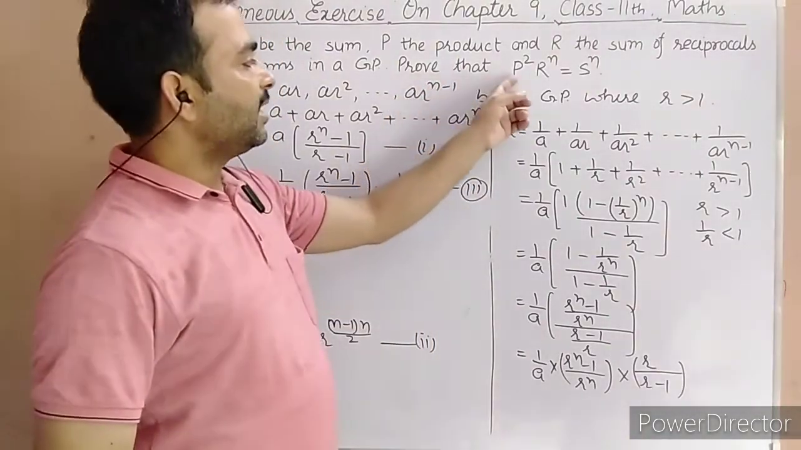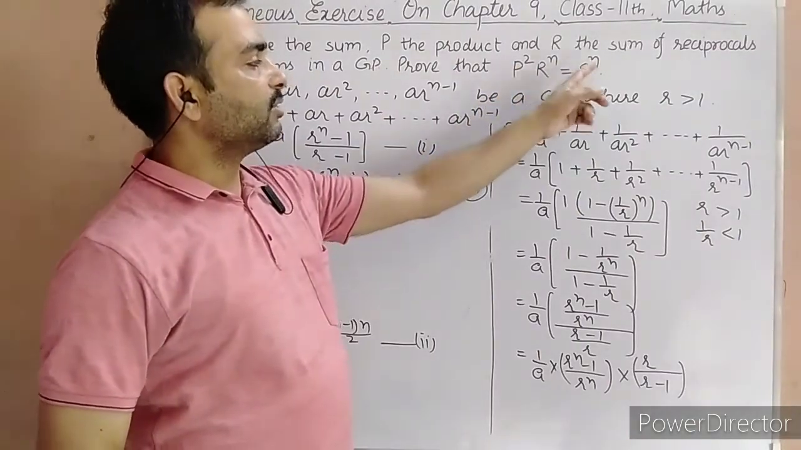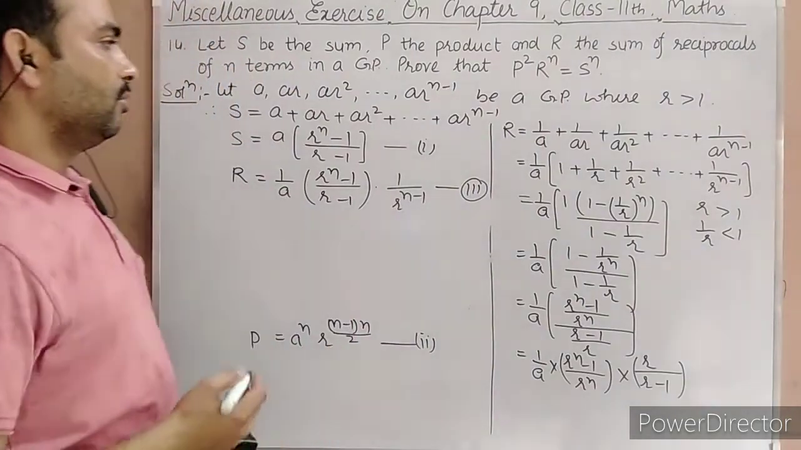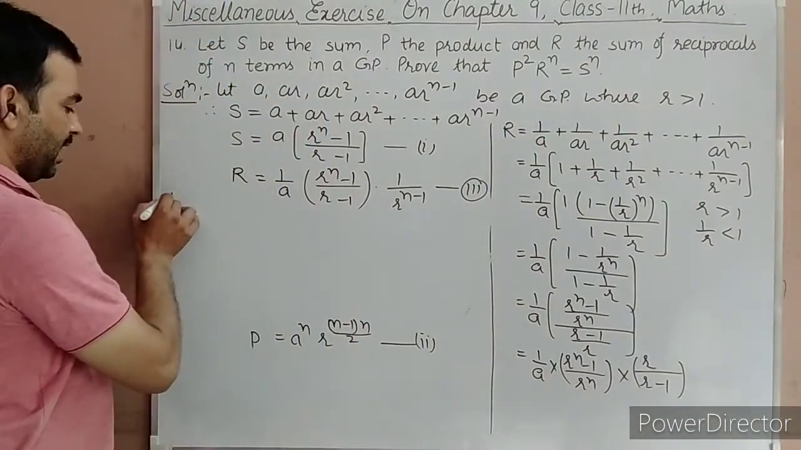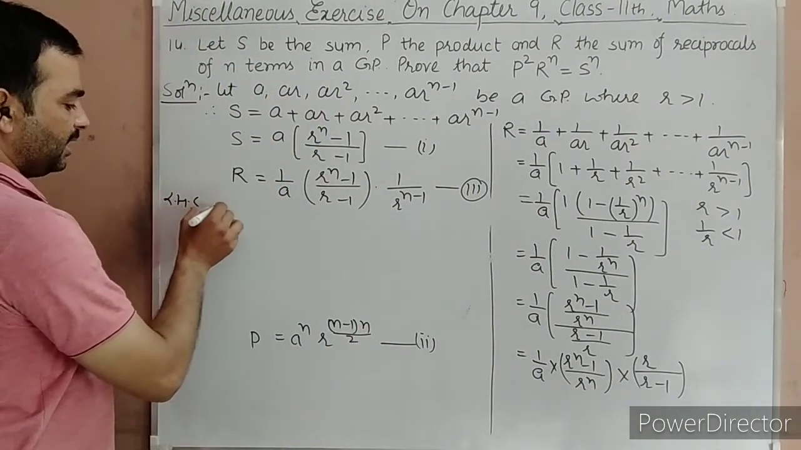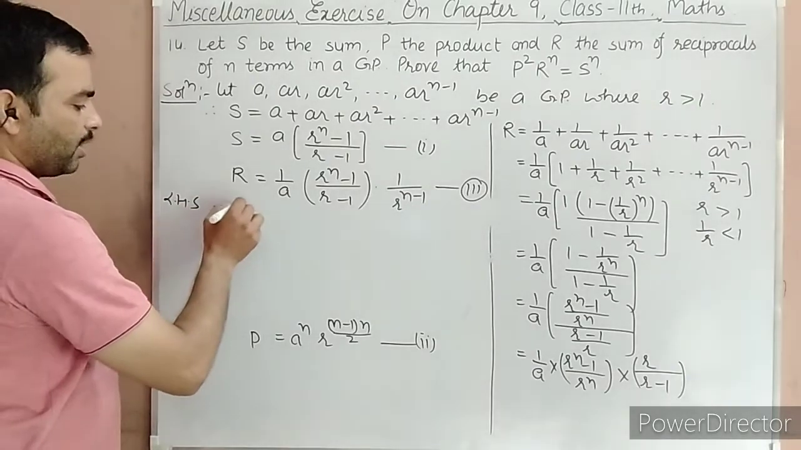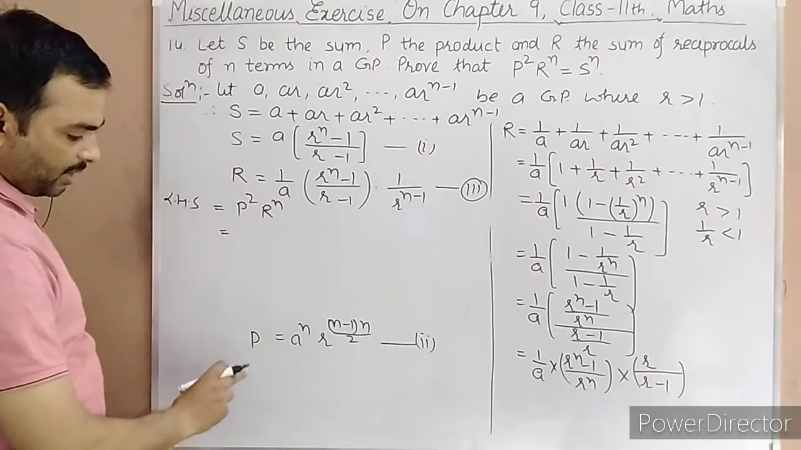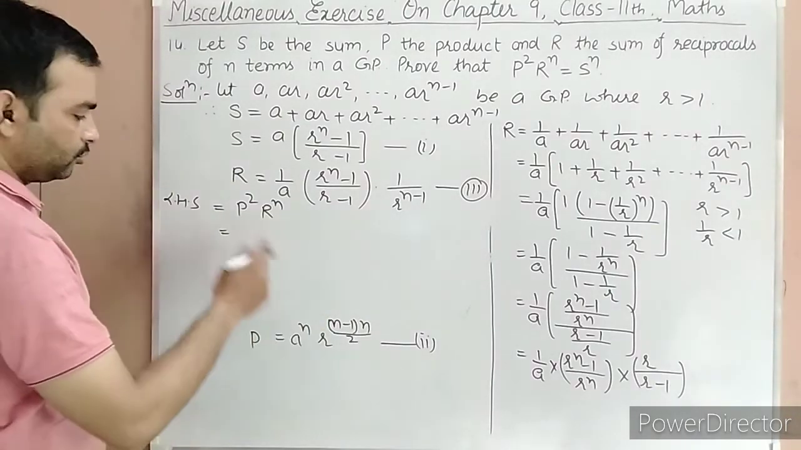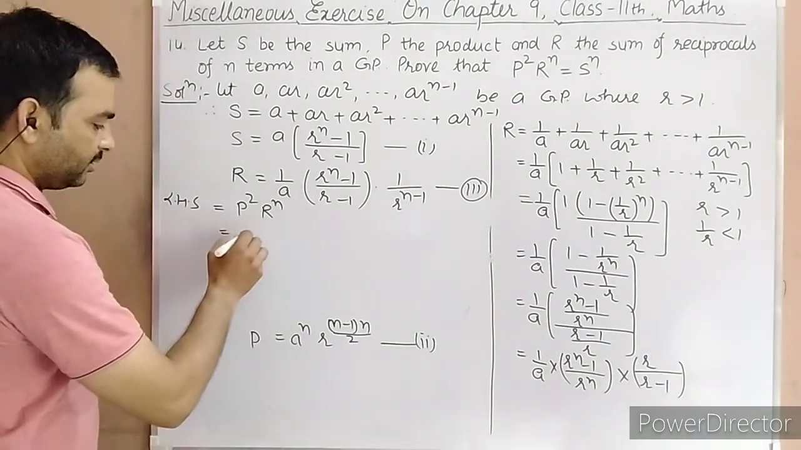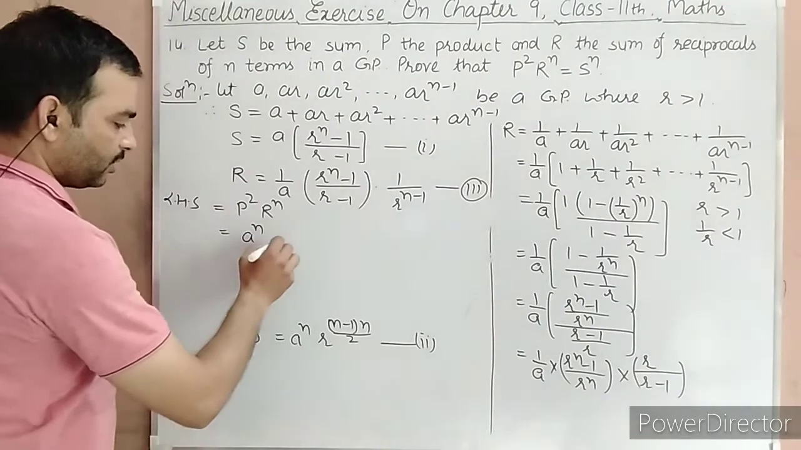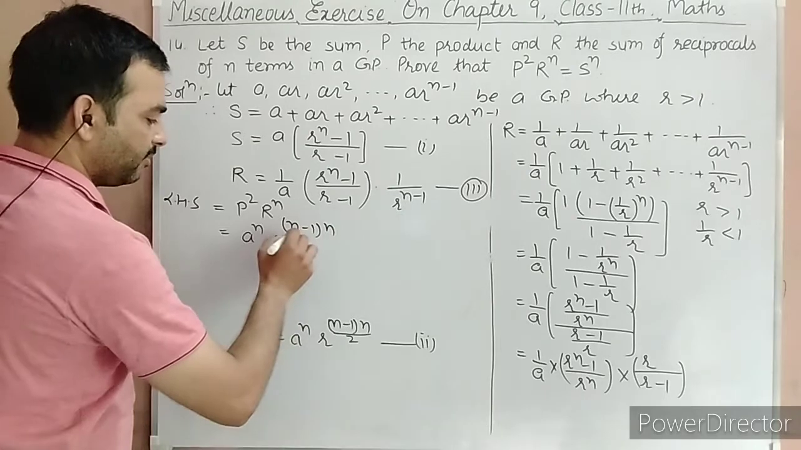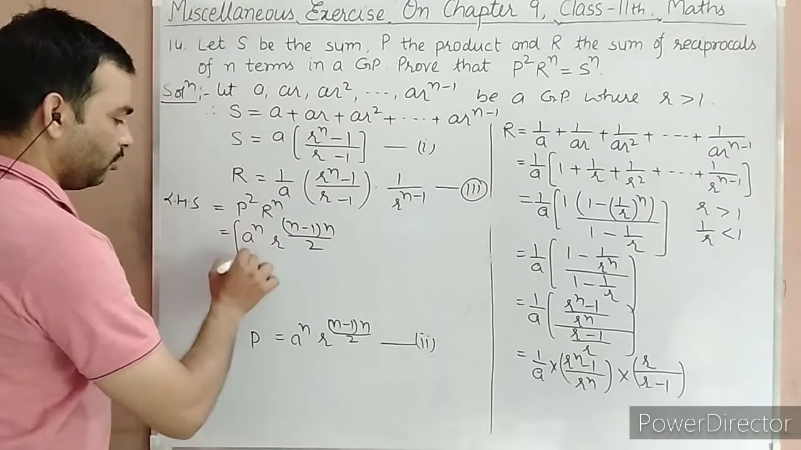Prove that P square R power n is equal to S power n. Now we can take the left hand side of this statement. So LHS, what? P square R power n. So what is P square? P is this one. So put the value of P, that is a power n, r power (n minus 1) into n divided by 2, whole square.